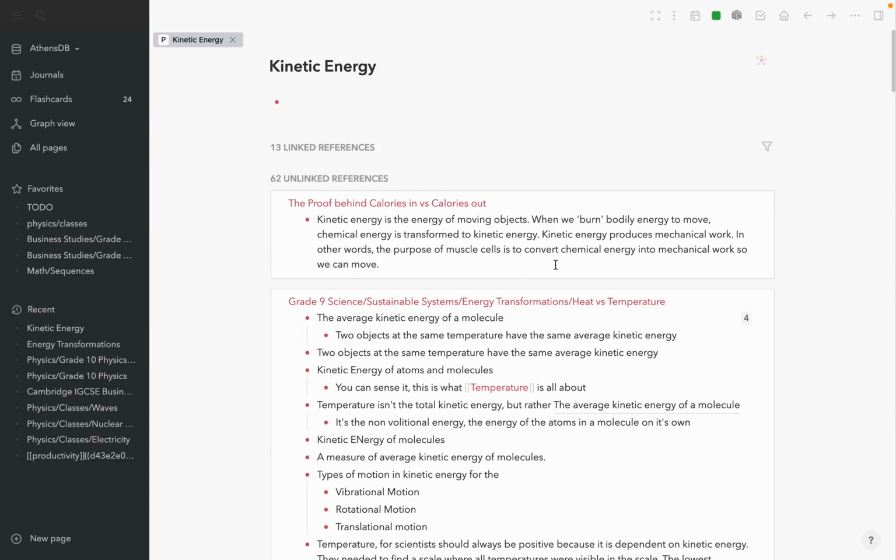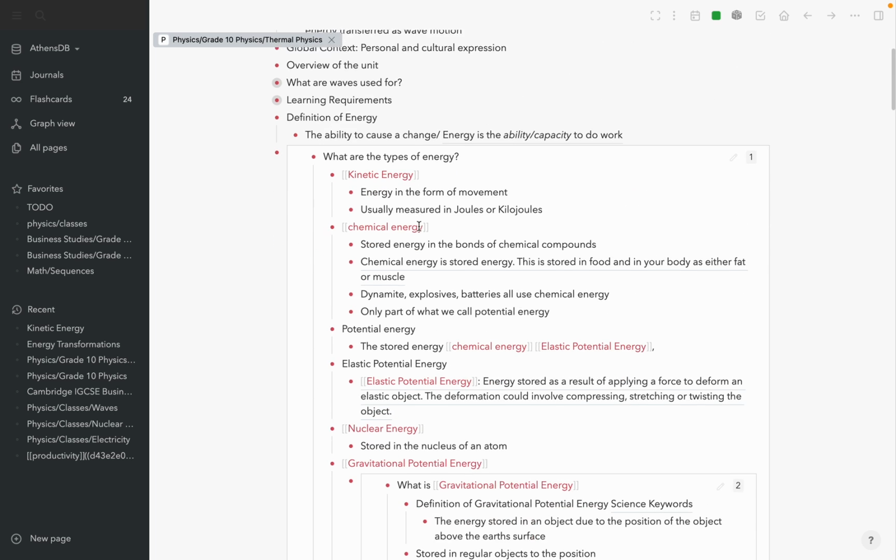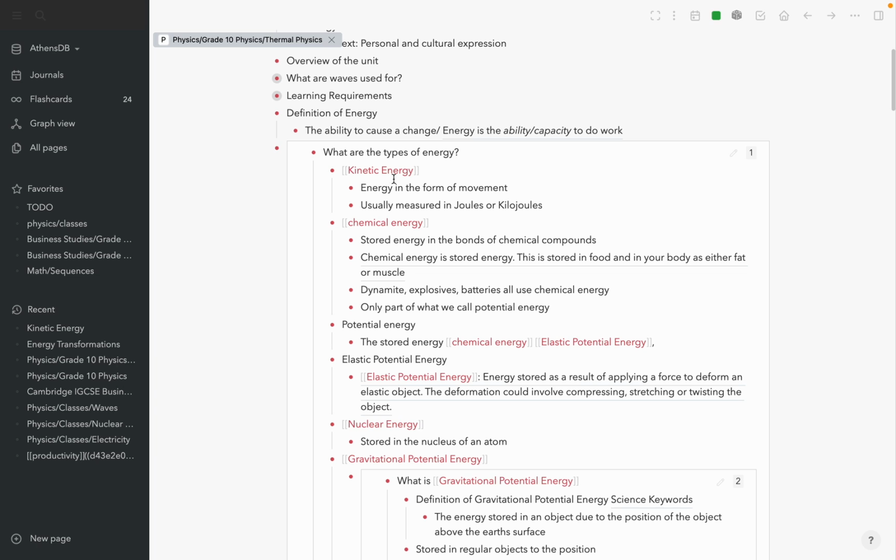For instance, I never would have come across this passage over here if I hadn't used unlinked references. If I had just looked at the linked references, I never would have found this passage in my notes, which may prove useful in an essay I was writing. So now going back to the physics page, you can see I've repeatedly used more of these for each block.